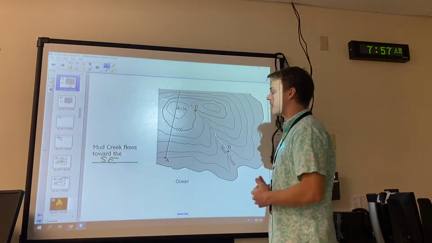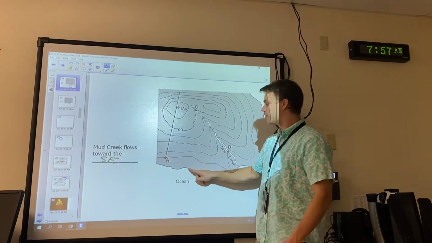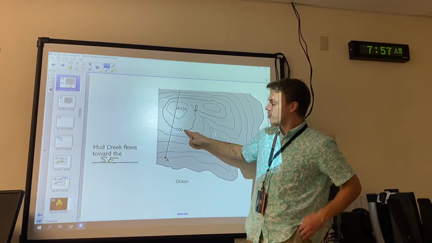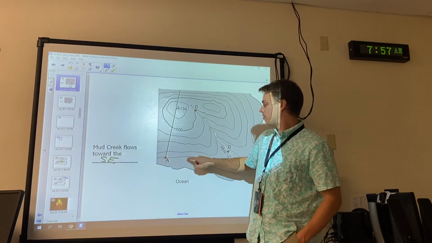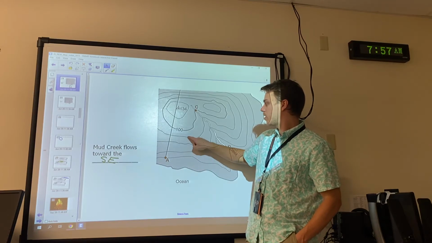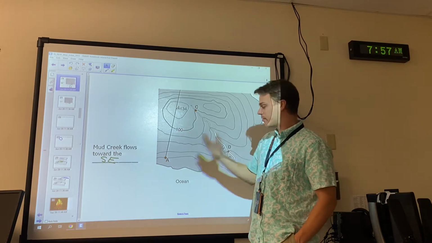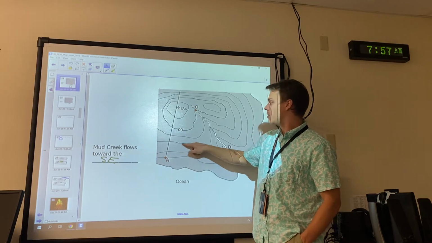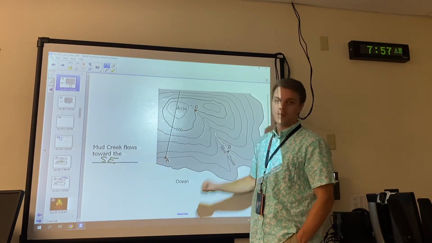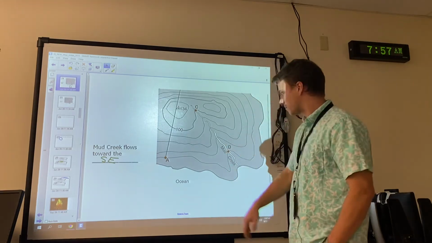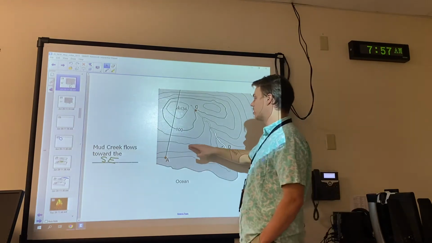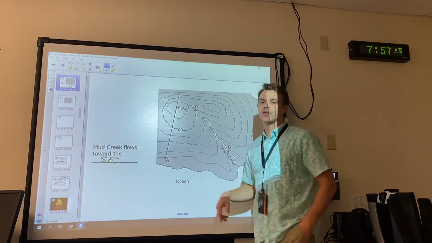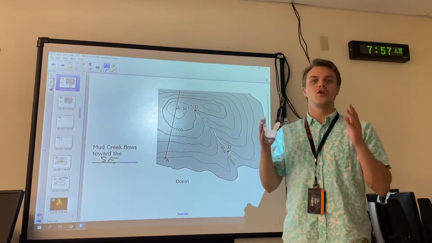So let's do a guess and check. We know sea level is 0. We know this level is 100. Let's try 5s. So 0, 5, 10, 15, 20, 25. Nope, that's not 25. Let's try 10s. This is 0. So then 10, 20, 30, 40, 50. Nope. Let's try 20s. 0, 20, 40, 60, 80, 100. So the contour interval goes by 20s.